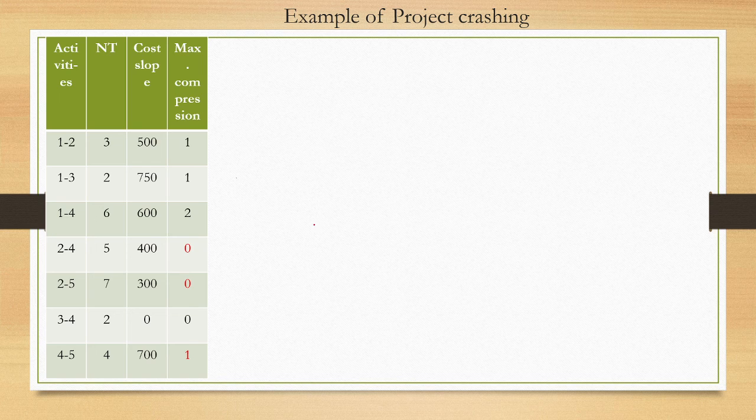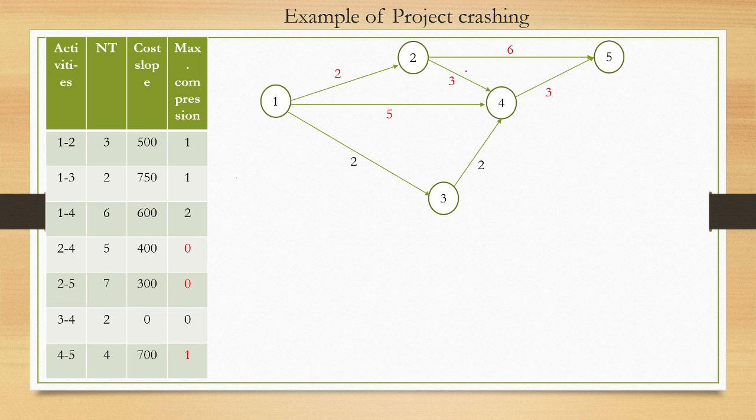next network diagram will be this one, and from here you will see the critical path is 1 2 5, project duration is 6 plus 2, 8. Other critical path 1 4 5, project duration is 5 plus 3, 8. Other critical path 1 2 4 5, project duration 2 plus 3 plus 3, 8, and this is the non-critical path which is 7, right? Now our project has been reduced to 8 days, so our job is done.